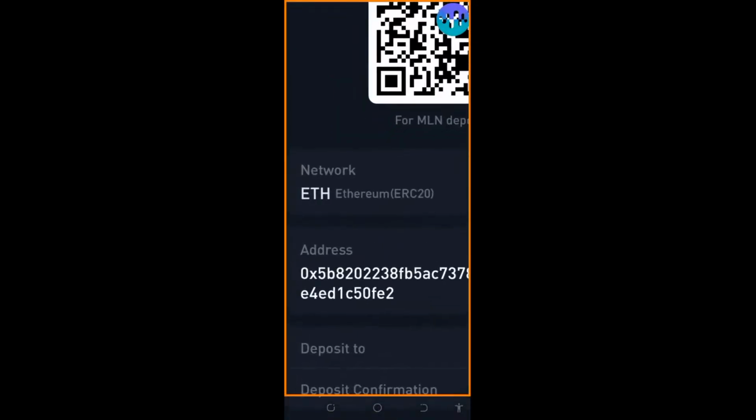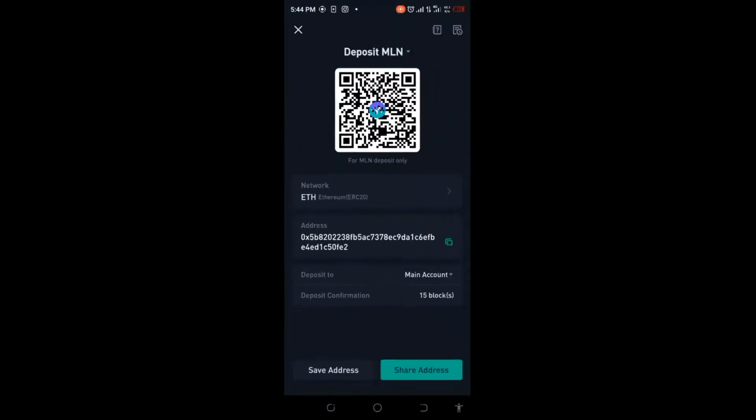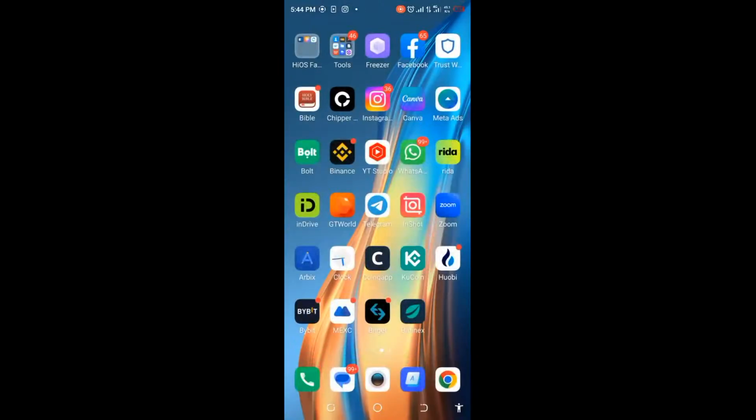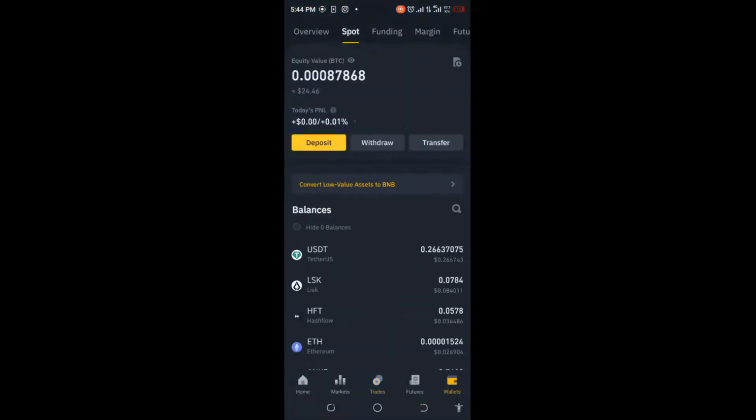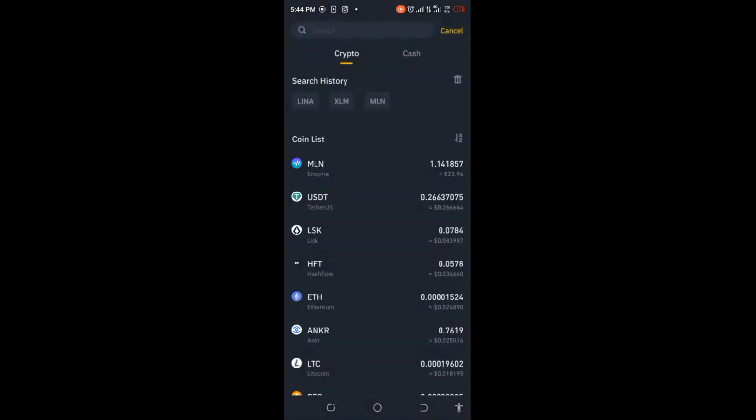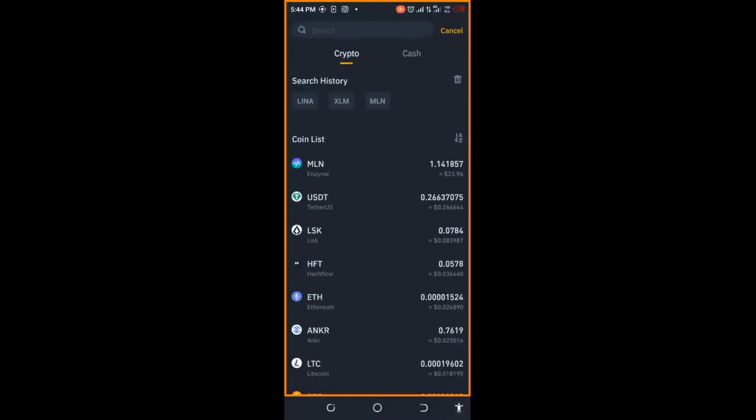Make sure it's the same. It must be the same. Don't forget, it must be the same. Okay. So go ahead and let's run along to withdraw this. Okay. So we're going to withdraw. So what are we withdrawing? We're withdrawing the MLN. Okay. You can see we have 1 point. It's equivalent of 23.96. Okay, so let's go ahead and do this.